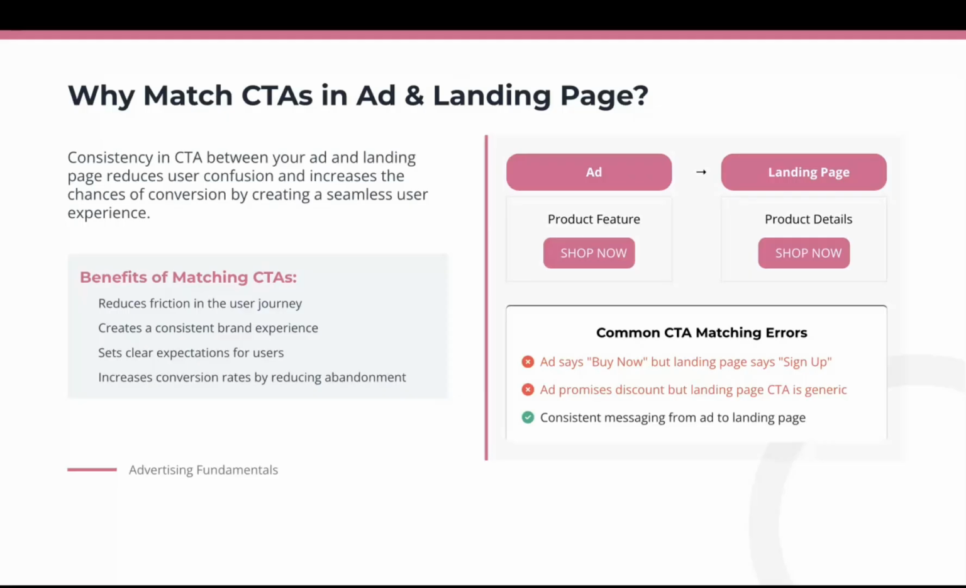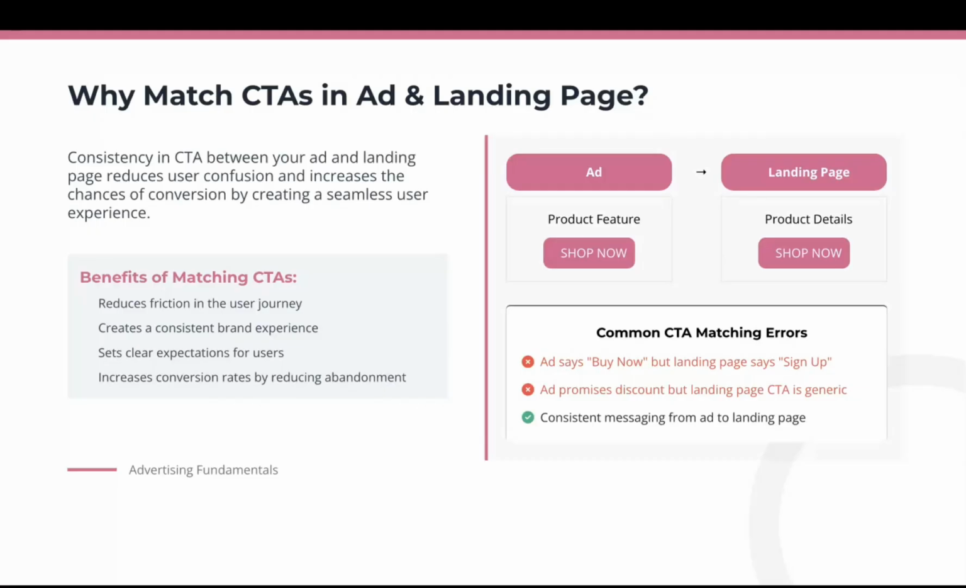You don't want any confusion because a confused mind doesn't buy. Okay? The more confused that they are, the more they're going to start standing in their own way. They're going to confuse themselves. It may make sense to you, but it might not make sense to them. So having consistency between your CTA, your ad, and the landing page really reduces that friction.